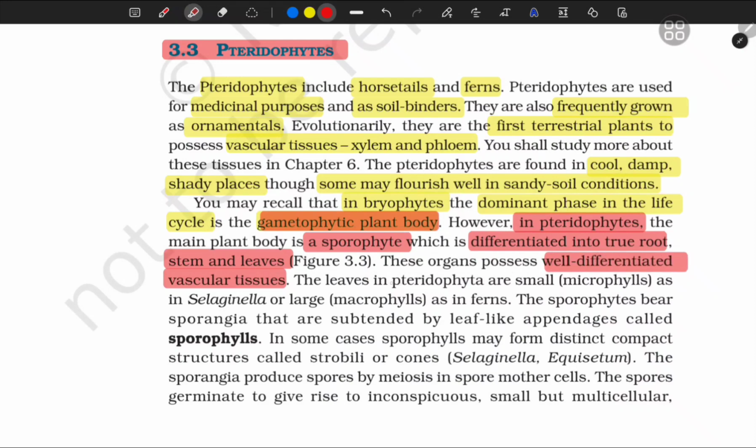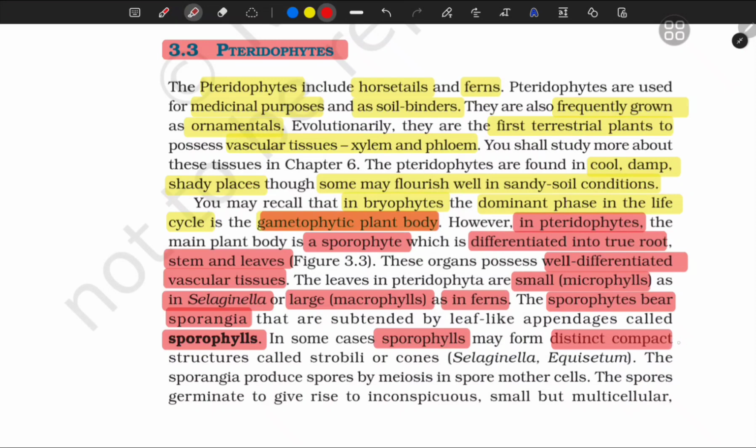The leaves in pteridophyta are small microphylls as in Selaginella or large macrophylls as in ferns. The sporophytes bear sporangia that are subtended by leaf-like appendages called sporophylls. In some cases, sporophylls may form distinct compact structures called strobili or cones, as in Selaginella and Equisetum. The sporangia produce spores by meiosis in spore mother cells.